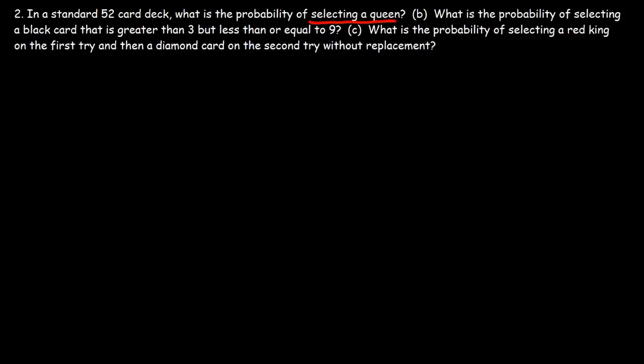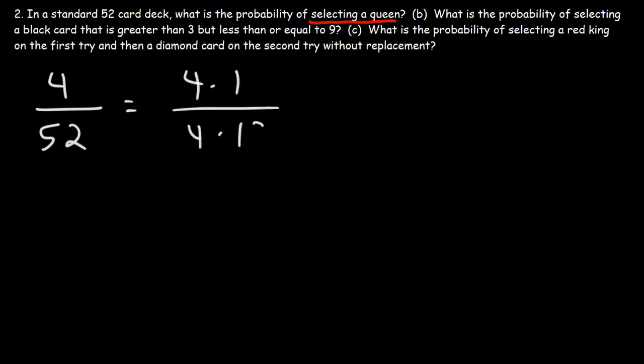So we have the queen of diamonds, the queen of hearts, the queen of spades, and the queen of clubs. So there's only 4 types of queens because there's 4 different types of cards. So there's 4 queens out of a total of 52 cards. 4 is 4 times 1. 52 is 4 times 13. So we could cancel a 4, and so the answer is going to be 1 out of 13.